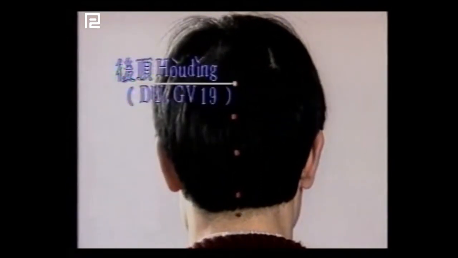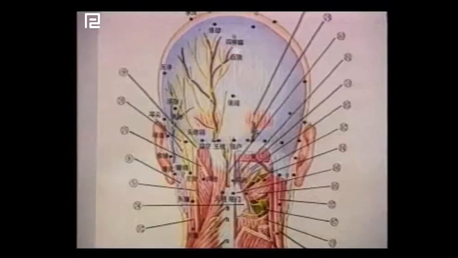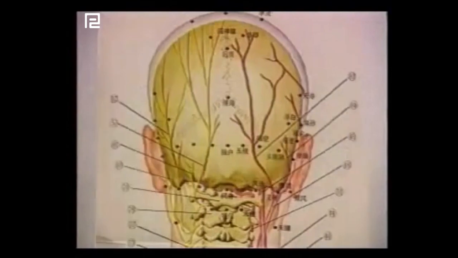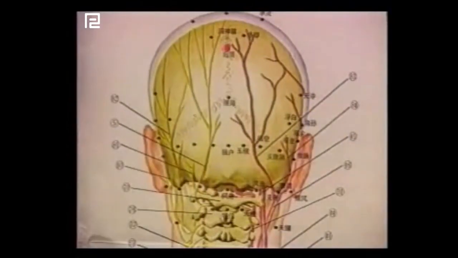Houding. Location: on the head, 5.5 tun directly above the midpoint of the posterior hairline and 3 tun above the Nao Hu. Indication: headache, migraine, dizziness and vertigo, epilepsy, insomnia, pain and stiffness of the neck, and psychosis. Methods: puncture horizontally 0.5 to 0.8 tun, moxibustion 3 to 5 cones or 5 to 10 minutes.